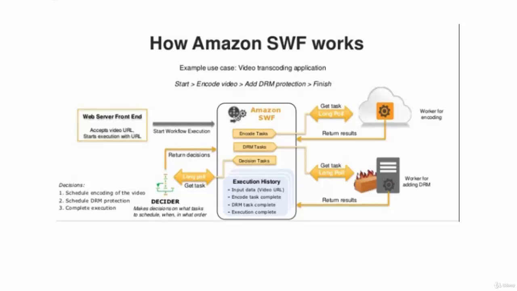If you see the start workflow execution, when you upload a video, the encoding task will be done by the encoding worker. There's an encoding worker that will just encode the video and provide it again to the SWF. After that, the DRM task will be given to the DRM worker. That will do its task and again get back to SWF. After that, if both the tasks are completed, the SWF will return the video to the user, to the client. So this is how all the components are distributed and working separately.